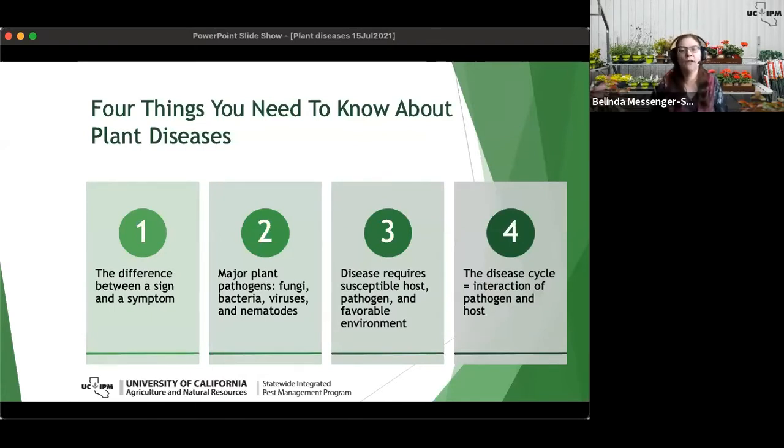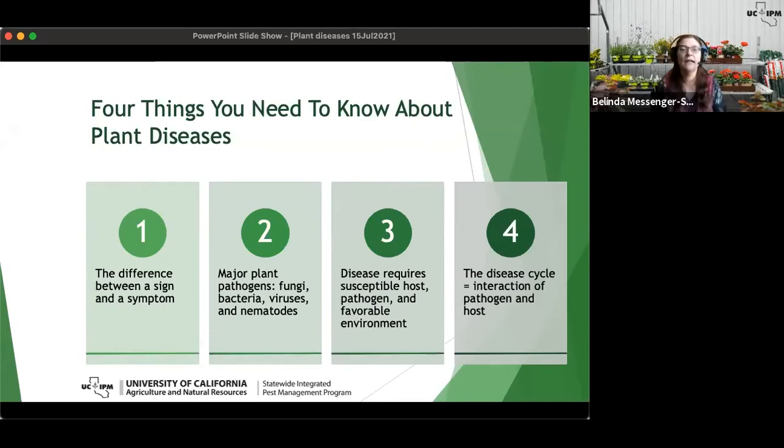First off, you want to know the difference between a sign and a symptom. This is going to help you figure out what kind of problem your plant is having. Next, you want to know that there are 4 major plant pathogens: fungi, bacteria, viruses, and nematodes. And we're going to look at diseases caused by each type of pathogen.